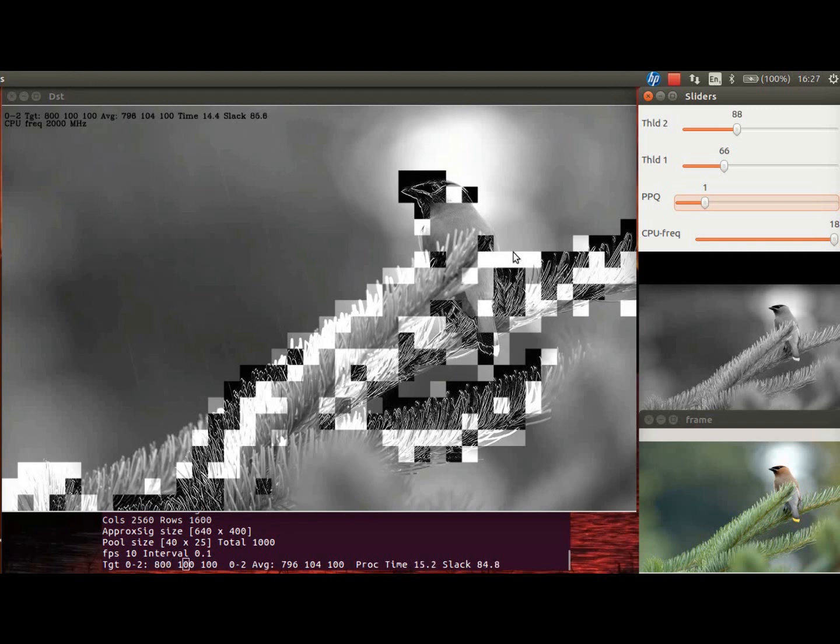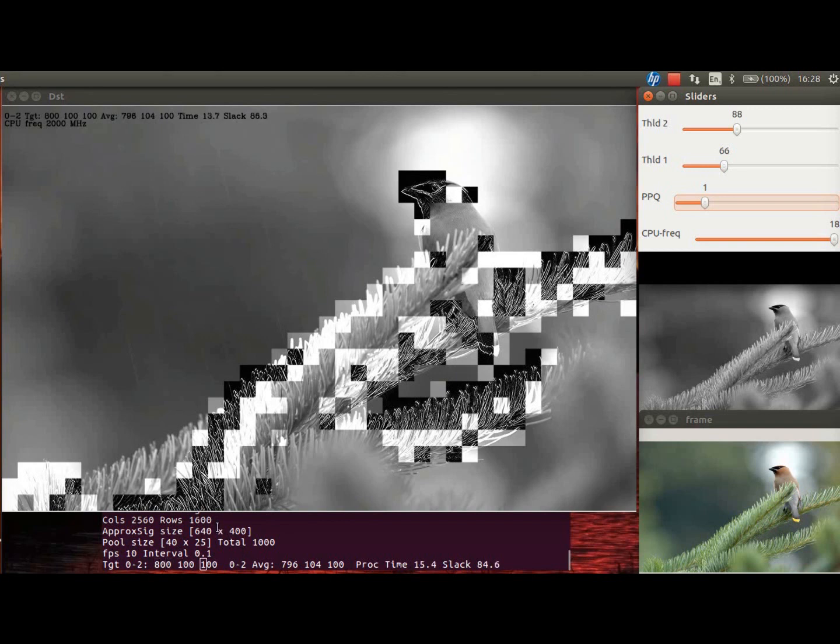So we can actually select 4x4, 8x8 or 16x16 areas to generate this average, the approximate significance. That ends up reducing the 2560 columns and 1600 rows to an approximate significance matrix size of 640 by 400 in this case. So we're working with a smaller matrix for the average.